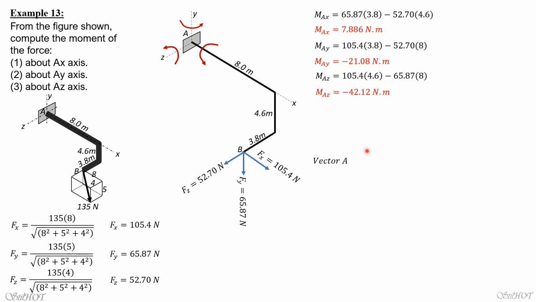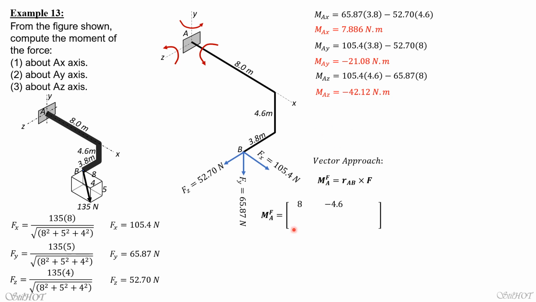Then let's have the vector approach. These are the components of force. The moment about A is rAB, from A to B, a point on the line of action of the force, cross the force. So rAB is to the right, 8. So 8i minus 4.6j, then plus 3.8k to reach P. So the components of rAB would be 8, negative 4.6, 3.8.